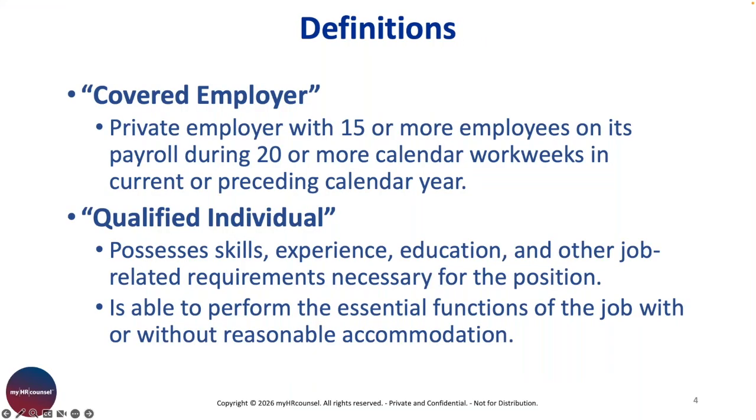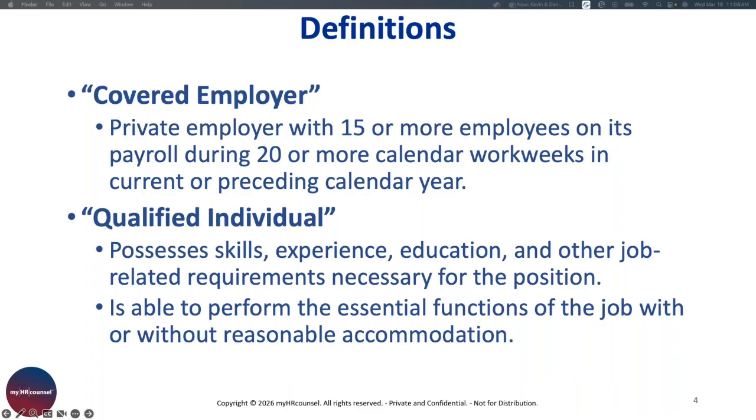After the overview, we want to get into some of the definitions that are key when you're looking at an ADA issue. The first one is covered employer. That's a private employer with 15 or more employees on its payroll during 20 or more calendar work weeks in the current or preceding calendar year. Again, that's under the federal ADA. There could be different requirements under state law, but we're just going to keep it on the federal with this definition.